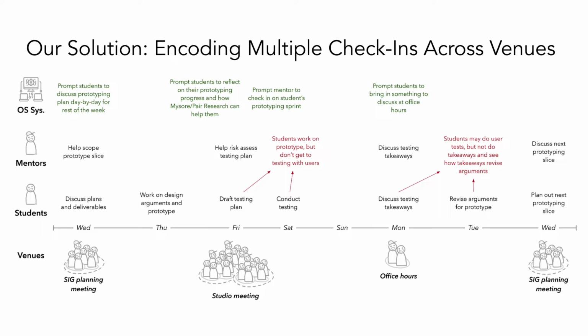At the same time, we can also encode separate check-ins for the mentor. So here what we see for the studio meeting is that the mentor will be prompted to just check in with their students on where things are. And this works really well here because the mentors and students are guaranteed to be together in the studio meeting. So it's a good opportunity for the mentors just to check in briefly with the student about what they were working on and where they're at.